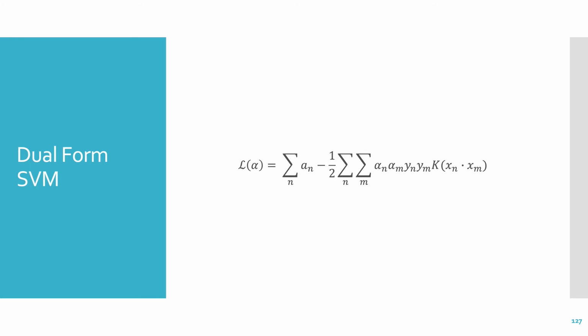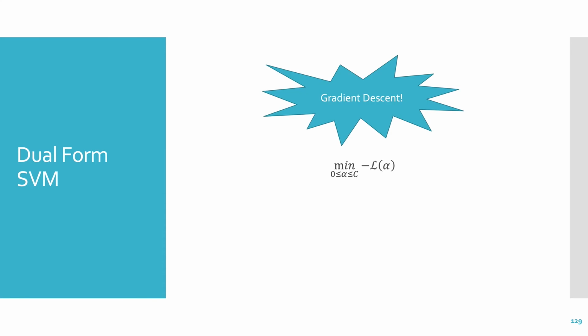Maximizing L of alpha is the same as minimizing negative L of alpha. So we can minimize this, and we can solve this using gradient descent. Now, I know that was a lot. Don't worry if you didn't follow all the algebra.